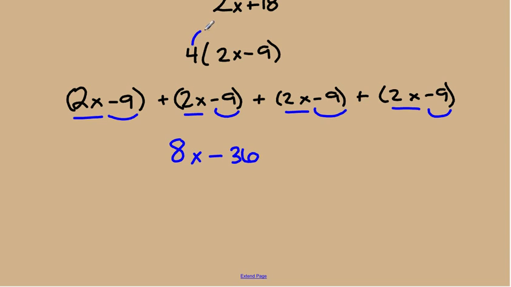Which, if I had just done the distributive property without writing it all out, I could get 4 times 2x. 4 times 2 is 8 with the x. And then 4 times a negative 9. And if you needed to do additive inverse here to make sure it's a negative 9, that's okay. 4 times negative 9 is negative 36. So there we go. There's a quick little explanation for that.